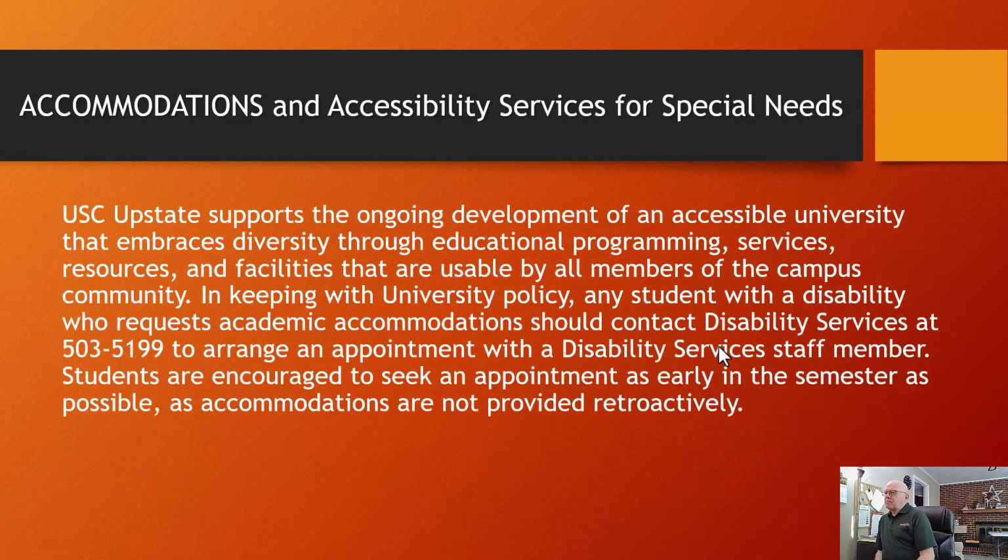Now, some paperwork, so to speak. If you've got an issue of some kind where you need a special accommodation or some special accessibility, one of the things you should do is check with Disability Services on campus. Make an appointment with one of the staff members and see if you can get your accommodations.